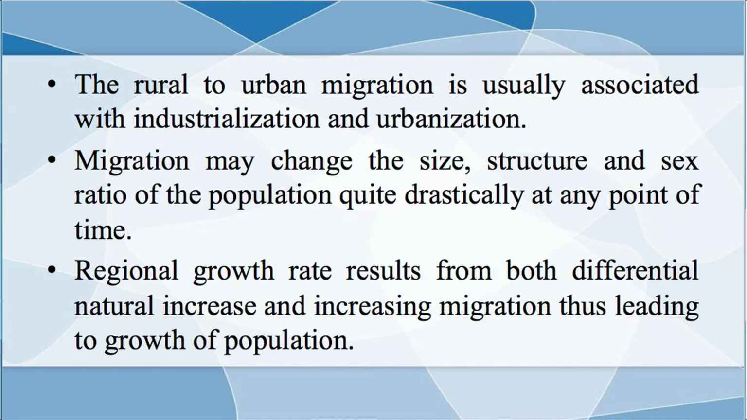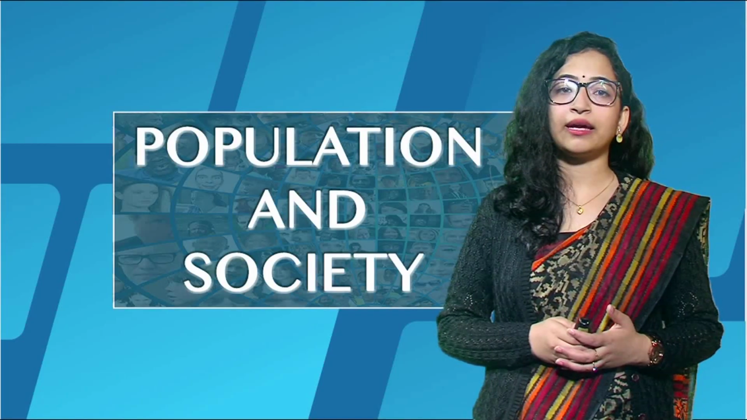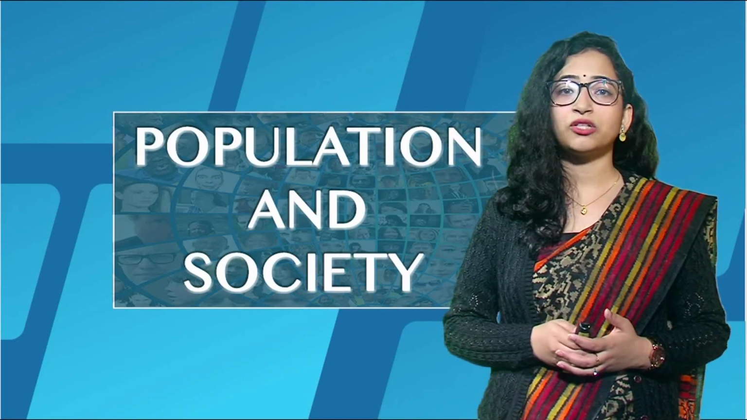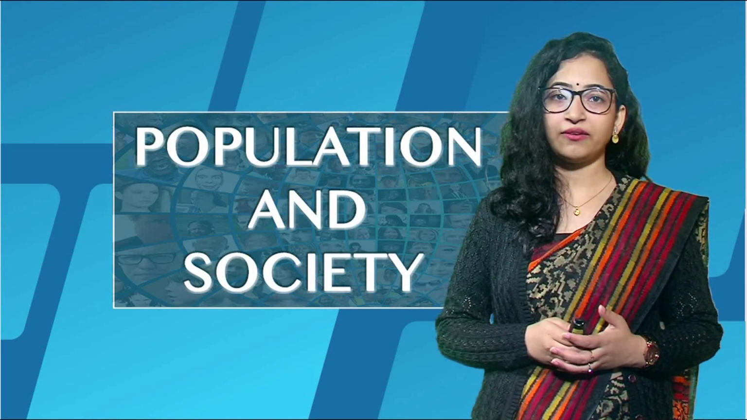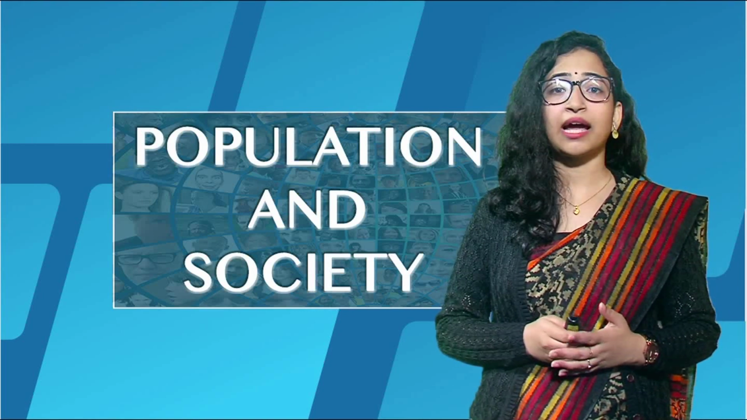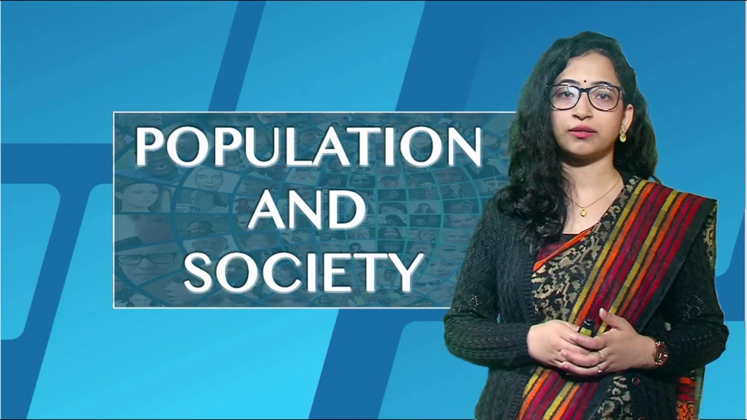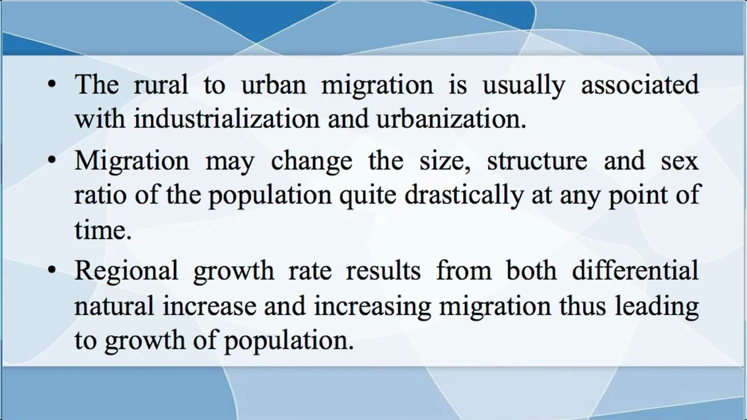The rural to urban migration, I'm talking in the case of internal migration, is usually associated with industrialization and urbanization. Migrants from the rural areas develop a tendency to adopt urban ways of life, which in turn has a direct impact on population growth. Migration can also change the size, structure, and the sex ratio of the population quite drastically at any point of time.